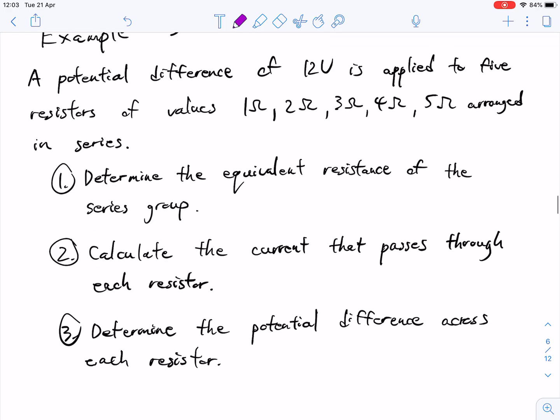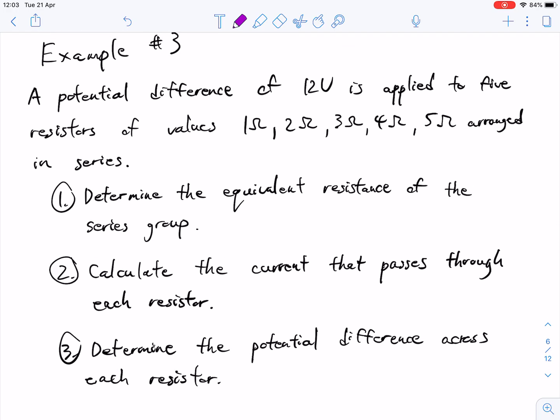Okay, in example number 3, a potential difference of 12 volts is applied across 5 resistors, 1, 2, 3, 4, 5 ohms arranged in series. So very important, the equivalent resistance, that's just adding everything up together. That looks like it's going to be 15 ohms. So that's the equivalent resistance, or the total.